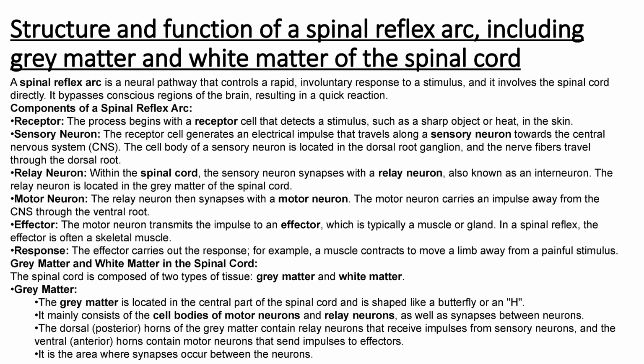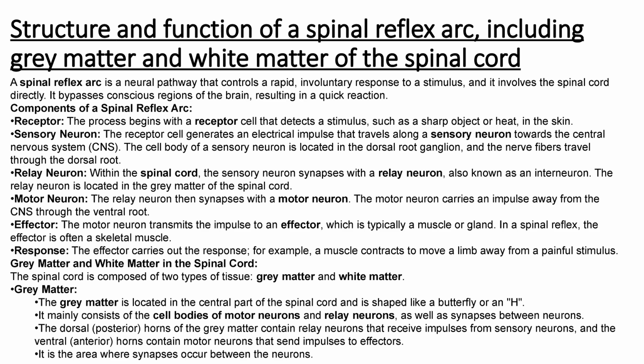The motor neuron carries an impulse away from the CNS through the ventral root. The motor neuron transmits the impulse to an effector, which is typically a muscle or gland. In a spinal reflex, the effector is often a skeletal muscle. The effector carries out the response. For example, a muscle contracts to move a limb away from a painful stimulus.